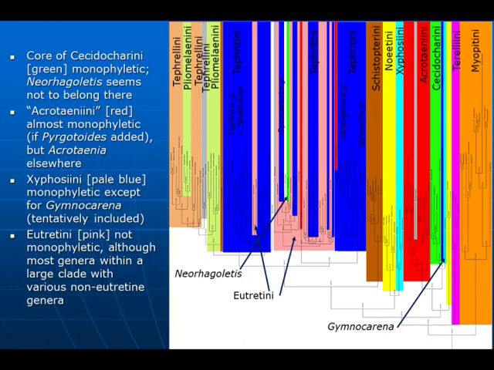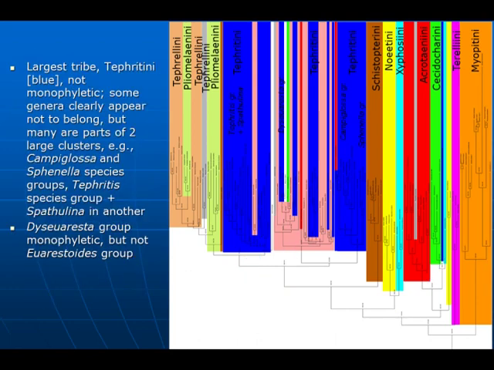The core of the Cecidocharini is monophyletic, although Neoragulatus seems not to go there. The Acroteniini is almost monophyletic if you add Pyrgotes and Pyrgotoides, although Acrotenia doesn't seem to belong there. The Xyphosiini are mostly monophyletic. Eutretini is definitely not, although most of the genera do go in a clade with a bunch of other non-eutretine genera. The largest tribe, Tephritini, is not monophyletic.